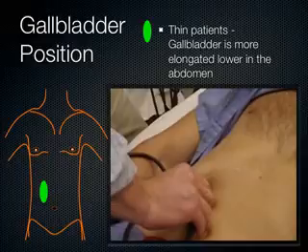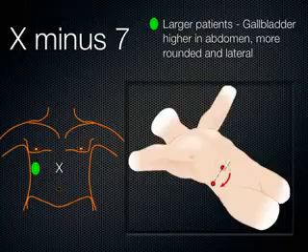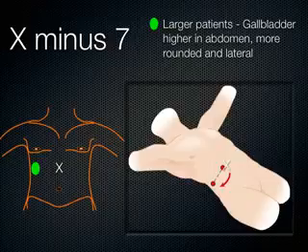And when you move from a thin patient like the one you see diagrammed here to a larger patient like the one you see diagrammed here, then you'll find that the gallbladder is a little more higher in the abdomen, a little more rounded, a little bit more lateral, and sometimes the only way to see a gallbladder like that in a larger patient is to go X-7. So X stands for the xiphoid process. 7, the number of centimeters that you're going to drag the probe laterally to the patient's right in order to see the gallbladder. Now sometimes you're X-10, X-12, you get the picture.